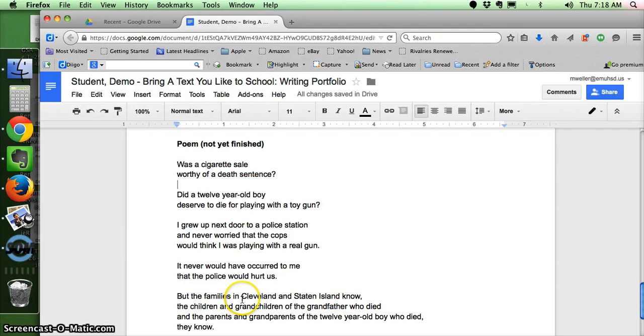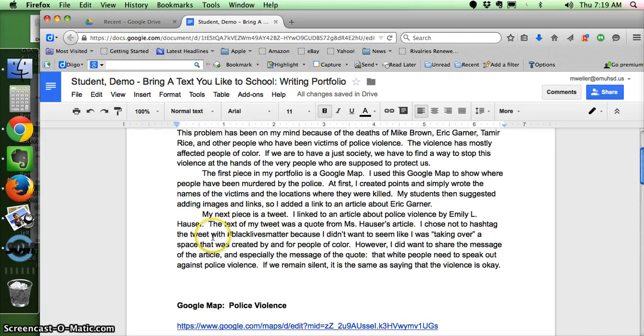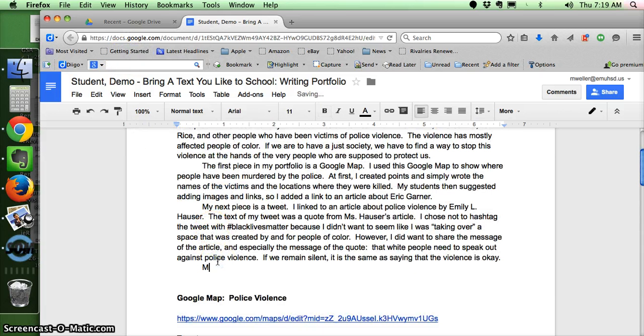So I wanted to contrast my experience, which is how it should be for everyone, with this incredibly sad experience that these families have had. So I'm actually going to take off the not yet finished because it's finished for now. I might go back and revise it later, but it's finished for the purposes of this assignment. All right, so I'm going to go back now, and I'm just going to write about this poem. So I'm going to scroll back up, and I'm going to say my third piece is a poem.